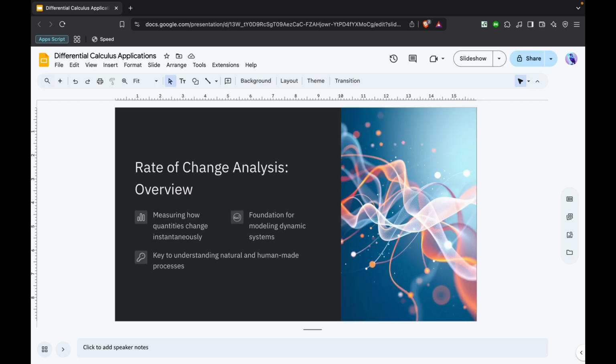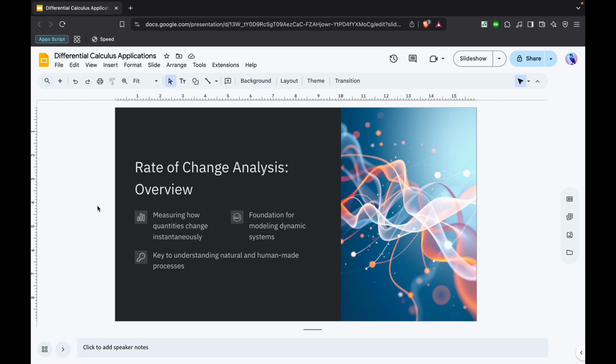These topics get increasingly more complicated as we move on. It's going to be pretty simple, starting with rate of change, and it's going to end with biological interactions, Taylor series approximations, and linear approximations. But let's start with the simplest, the rate of change analysis.